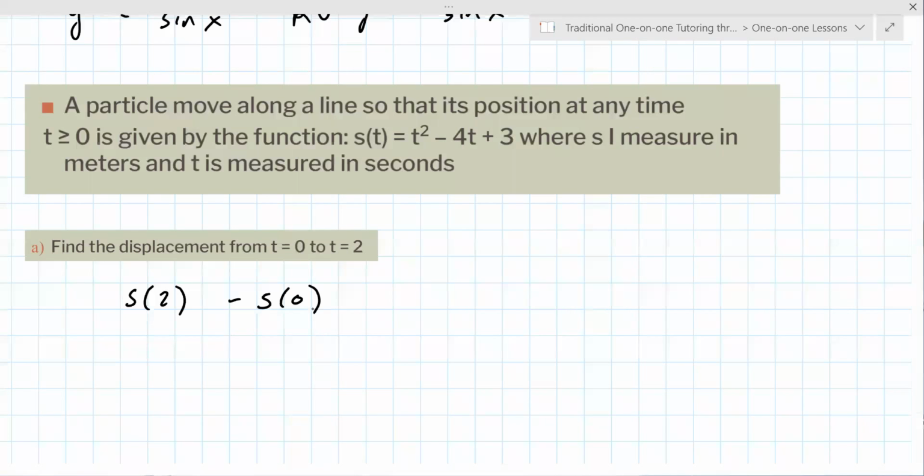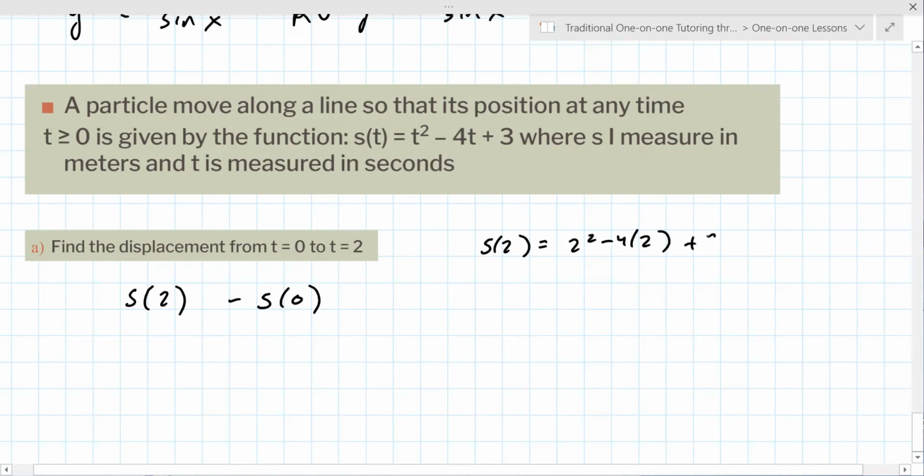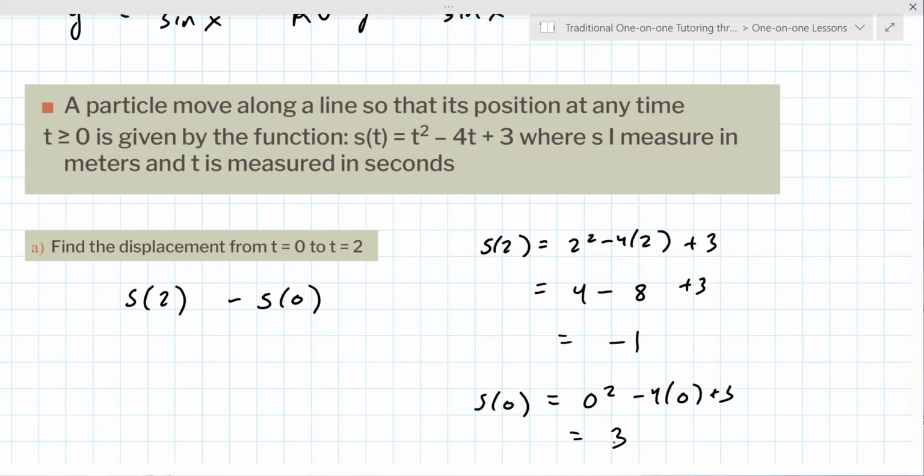So you plug it in. s of 2 is 2 squared minus 4 times 2 plus 3, and that's 4 minus 8 plus 3, so that's minus 1. And then s of 0 is 0 squared minus 4 times 0 plus 3, so that's 3. Well, it doesn't matter that it's 0 to 2. You can still do 2 minus 0 rather than 0 minus 2.